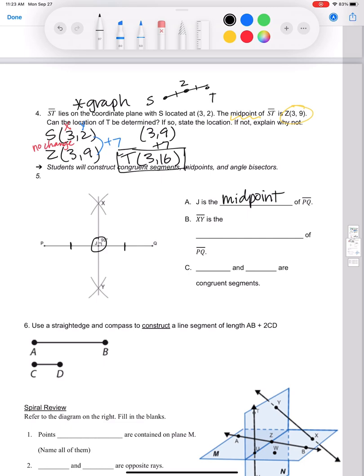Part B asks what segment XY is in regards to PQ. And I can see that this line segment is formed where the arcs from the compass are crossing. And so I know this is a particular construction that we did, and it is called a perpendicular bisector. So it cuts that segment PQ in half. It also does that in a way that intersects at a 90-degree angle.